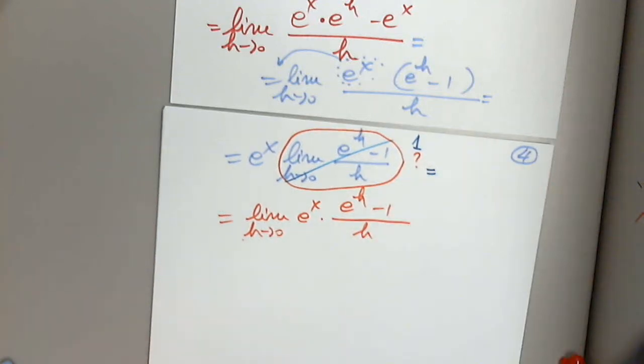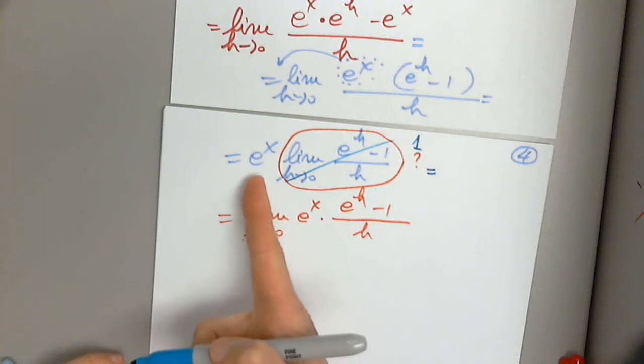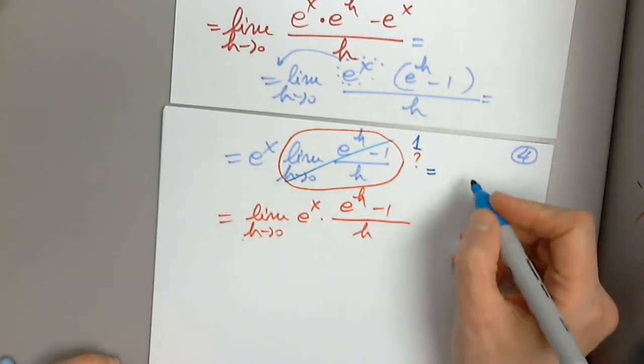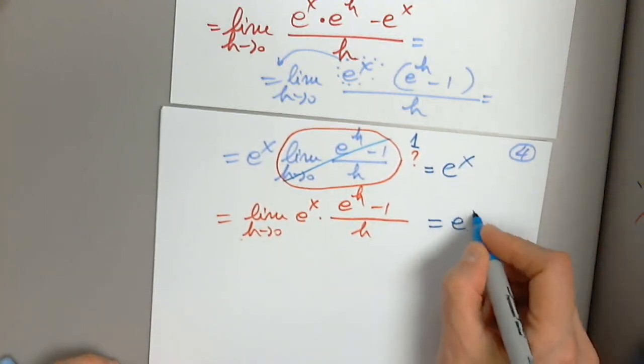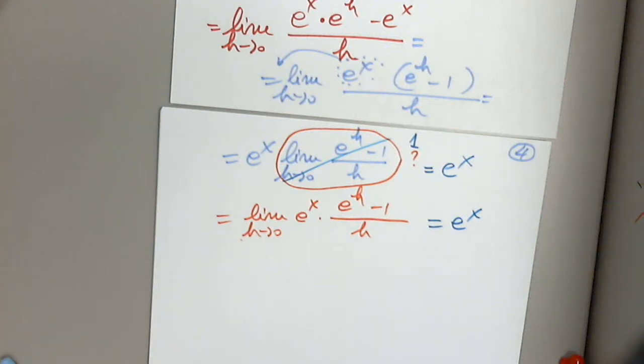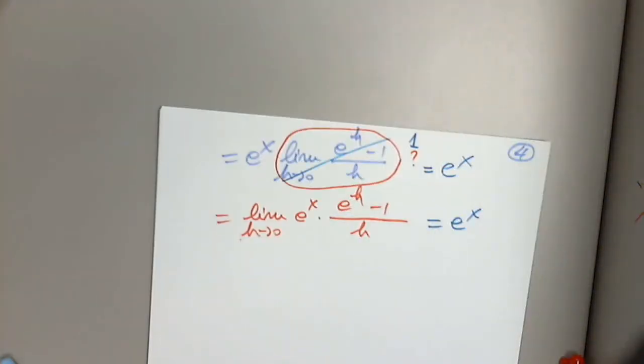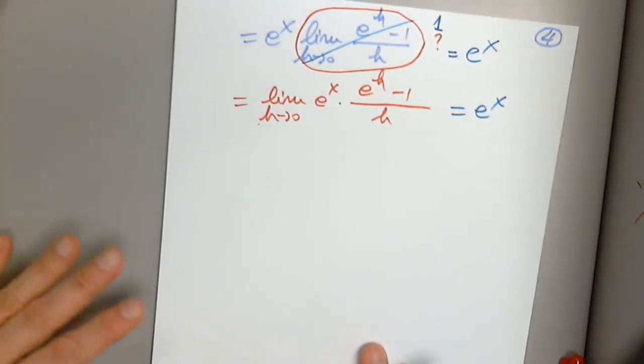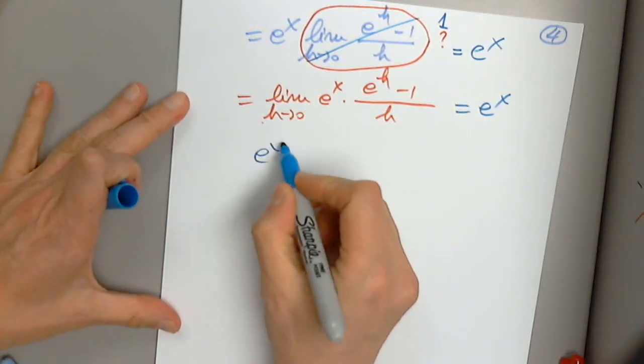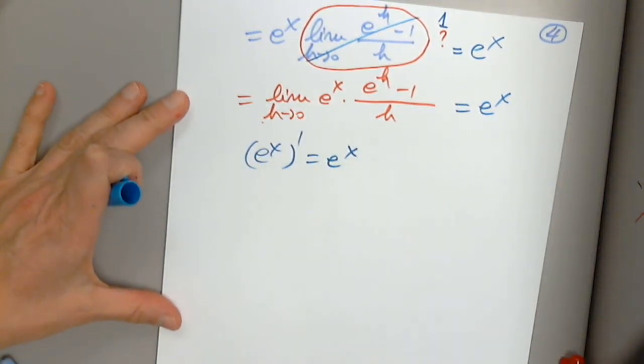So what is the derivative of e to the x equal to? 1. E to the x. So this is a very special function. Isn't it nice? The derivative of e to the x is e to the x. It's not going to happen again, so enjoy it. So e to the x prime is e to the x.